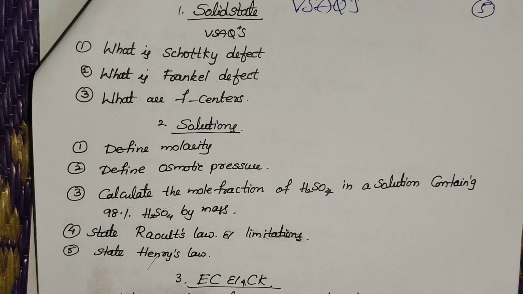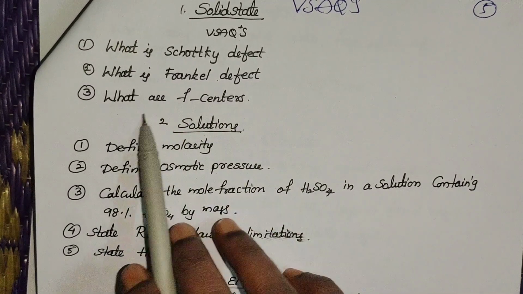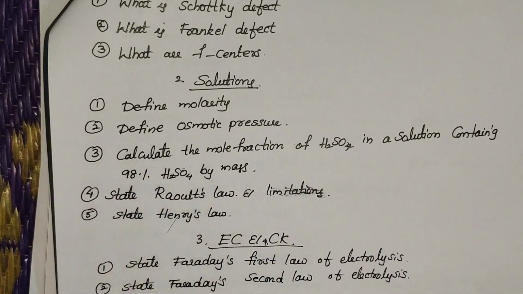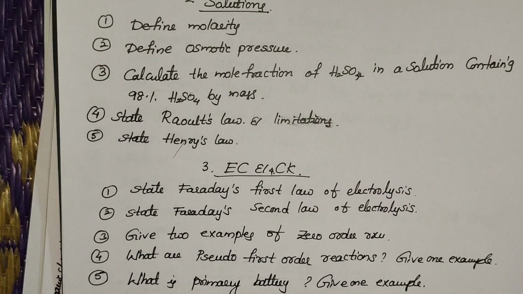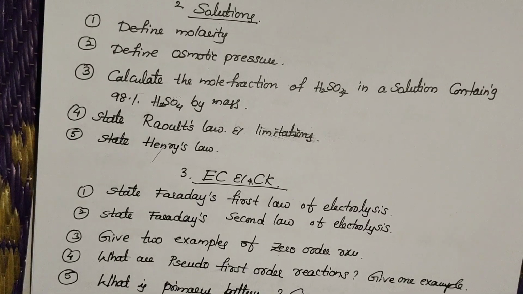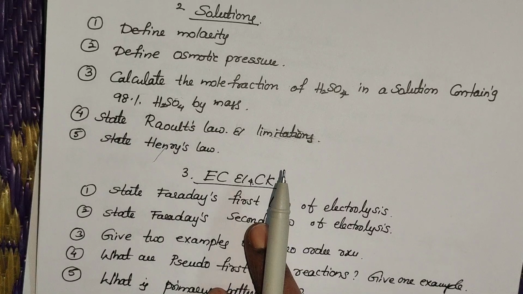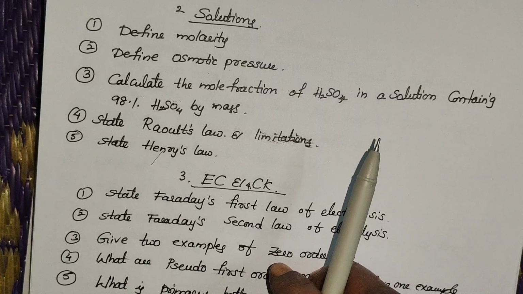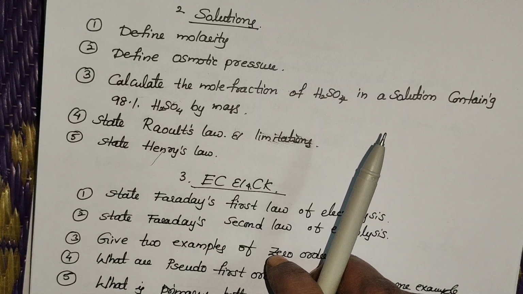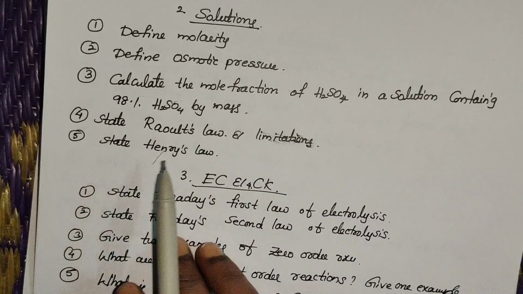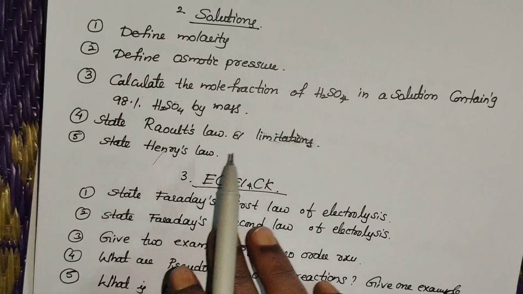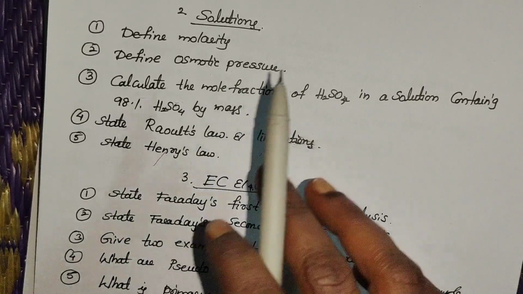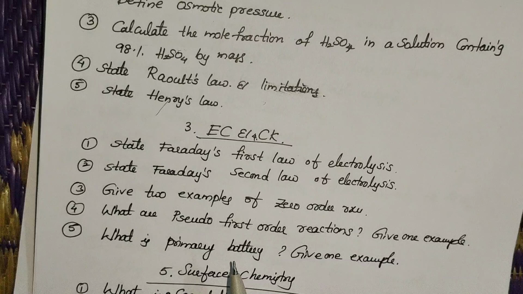Next, VSAQs, right? In solid state: what is Schottky defect, what is Frenkel defect, what are F centers? We may expect these questions. From the solutions, we may expect molarity definition, osmotic pressure definition, and a mole fraction based question or Raoult's law based question. Just for example purpose, I gave this: sulfuric acid solution 98% by mass, calculate the mole fraction. Next, state Raoult's law and its limitations, state Henry's law and its limitations. Sometimes they will ask colloidal properties also. But first and foremost, you learn these 5 questions from the solutions for the VSAQs.